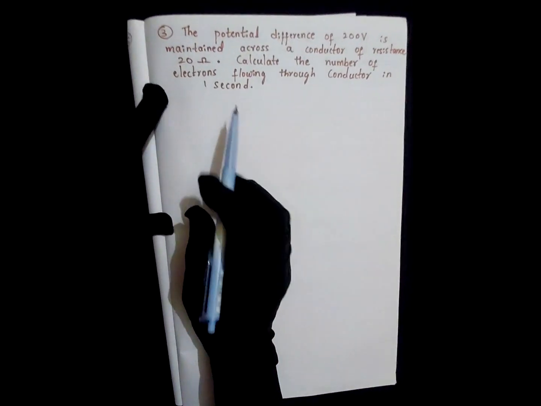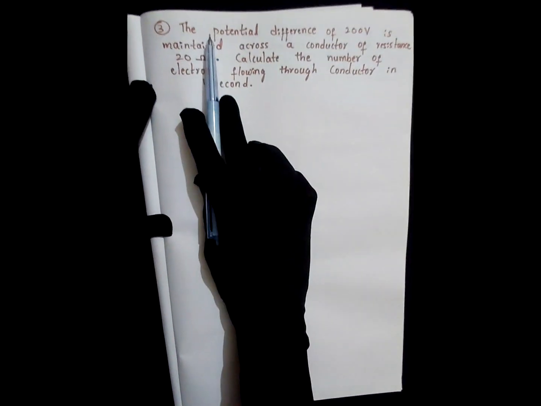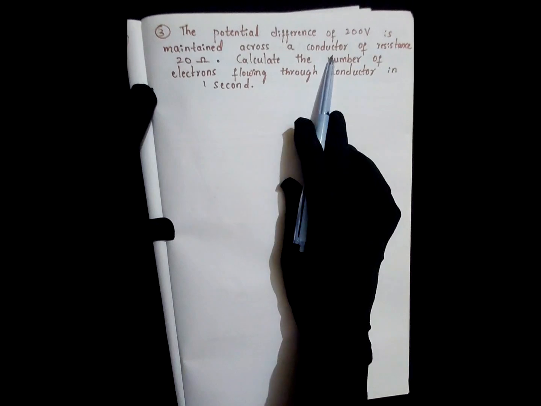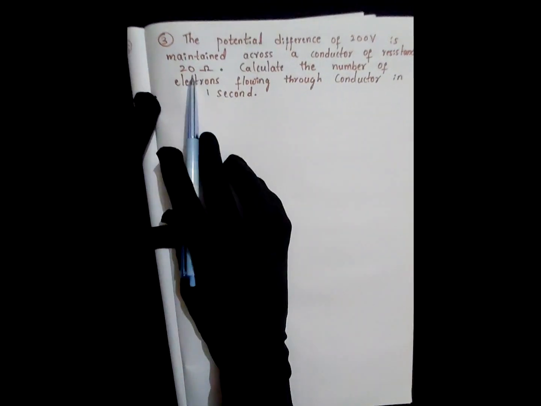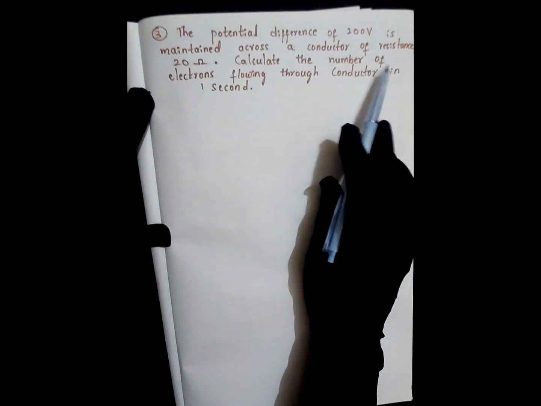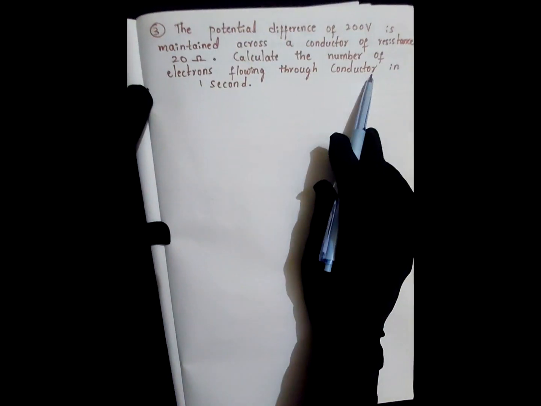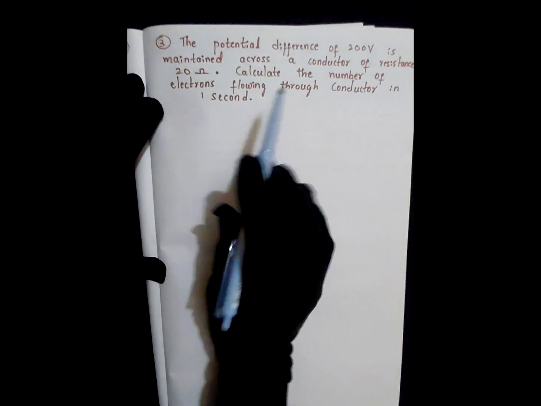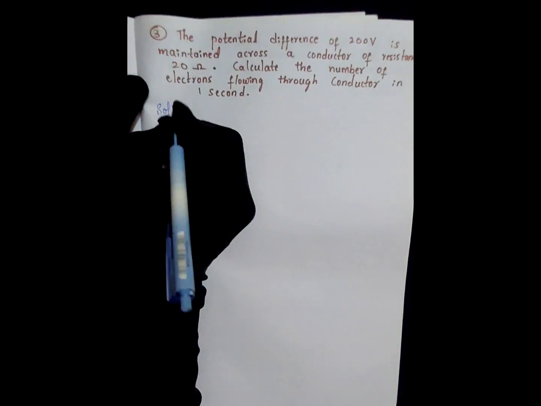Next problem, see the third problem. The potential difference of 200 volt is maintained across a conductor of resistance 20 ohm. Calculate the number of electrons flowing through the conductor in 1 second. In this numerical problem, see the given data, students.